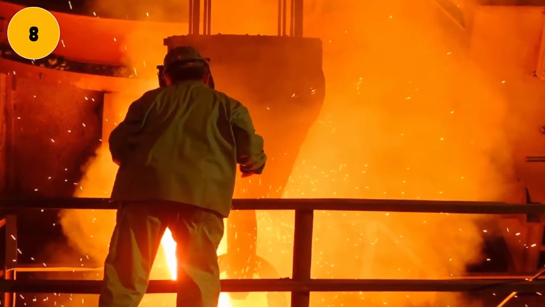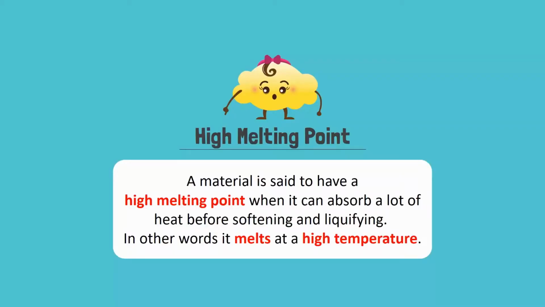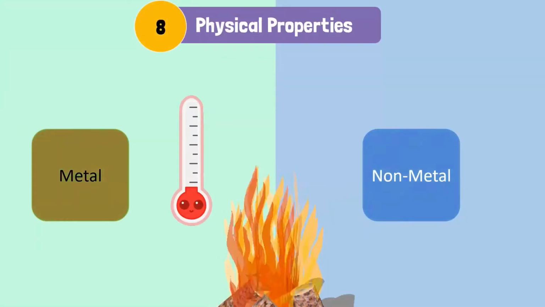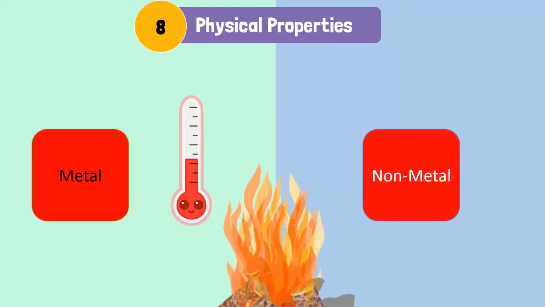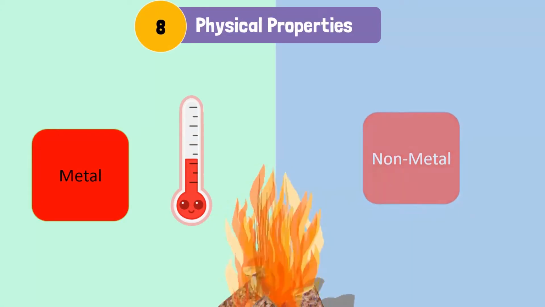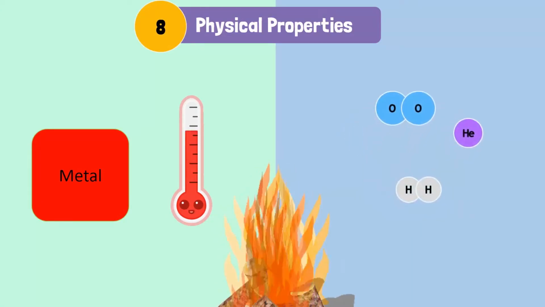Metals are also used in making cars, airplanes, or in factories for machinery because they have high melting points. A material is said to have a high melting point when it can absorb a lot of heat before softening and liquefying. In other words, it melts at a high temperature. Non-metals have low melting points, which is why most of them are gases at room temperature.